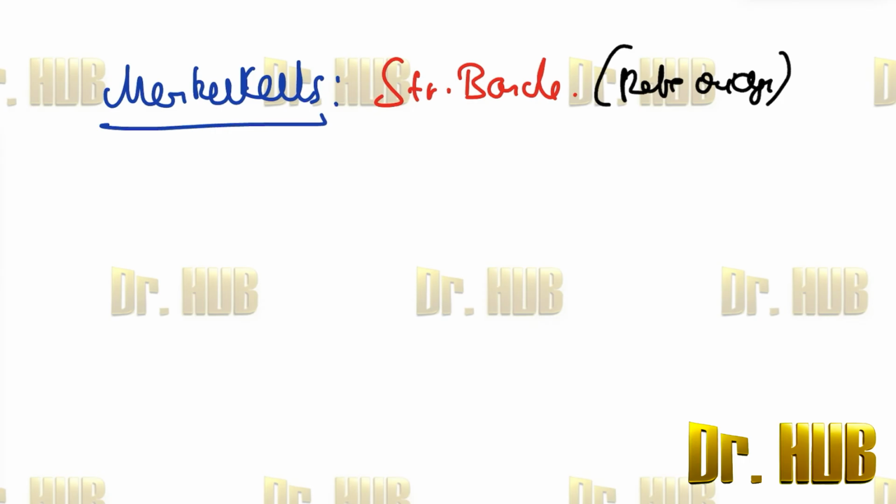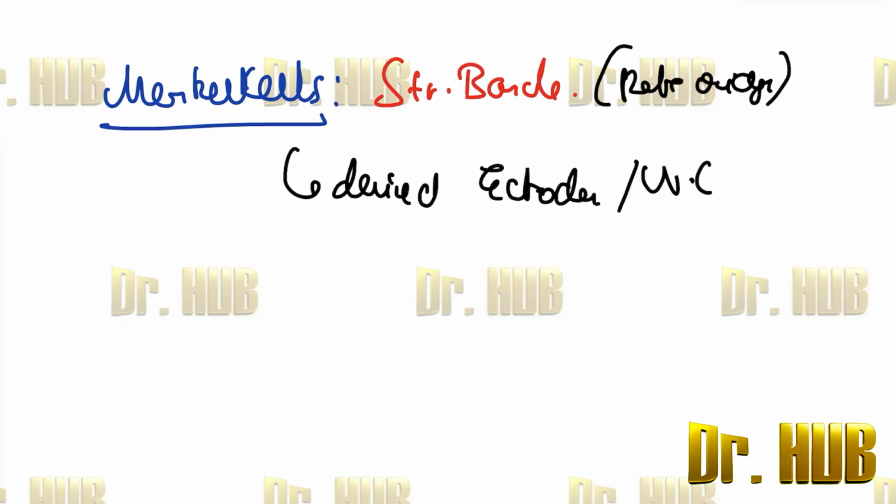Then moving on, we look at the Merkel cells. They are present in the stratum basale. They are derived from the ectoderm as well as the neural crest, and they differentiate in situ.